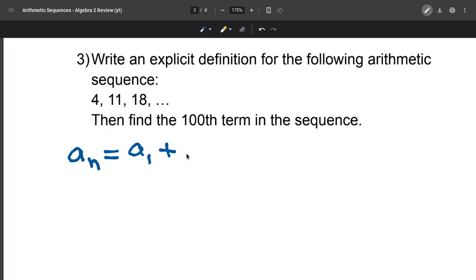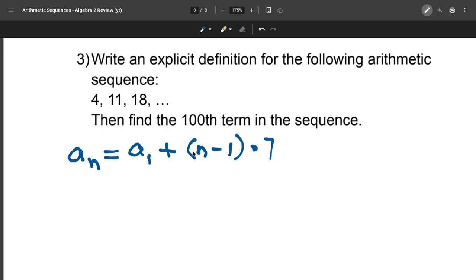plus n minus 1, where n is the number of the term, times the common difference. And the common difference is going to be 7, because when you go from 4 to 11, you add 7. So we're going to multiply by 7.